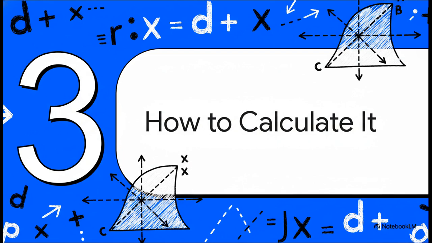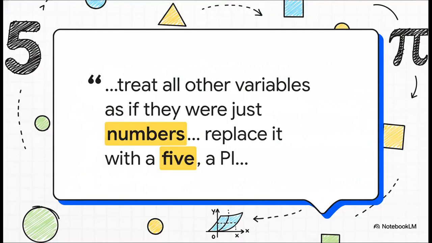Okay, so the concept is cool, but how do you actually calculate one of these things? This is where it gets really good, because the rule is just unbelievably simple. The secret is this fantastic little mental trick. When you're calculating the derivative with respect to one variable, you just pretend that all the other variables, the ones you're not focused on, are just simple numbers. Seriously, just pretend they're a 5 or pi. They're just constants that are going to come along for the ride.